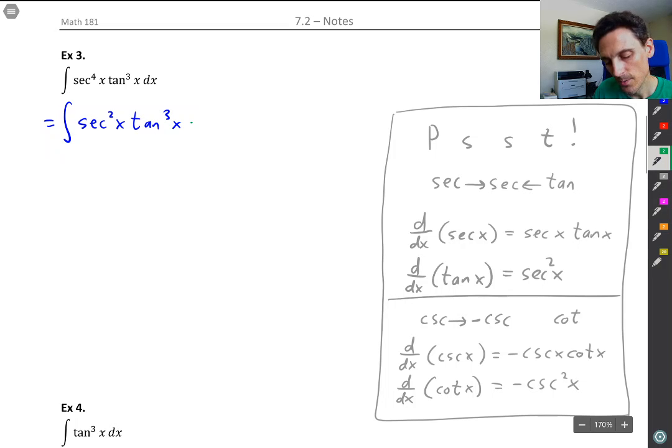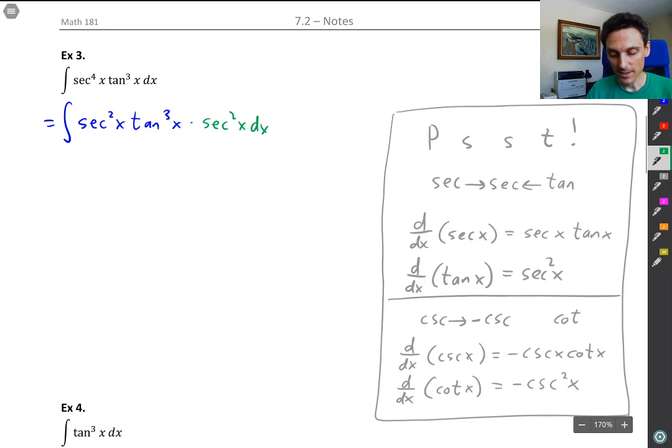And the tangent cubed will still be there. So we've saved a secant squared x to be with the dx. Again, our goal is substitution. So eventually we want to have whatever's left here, we want to let u equal tangent x, so the du will be secant squared x dx. Okay, so our goal is to make sure that everything left over here is in terms of tangent.